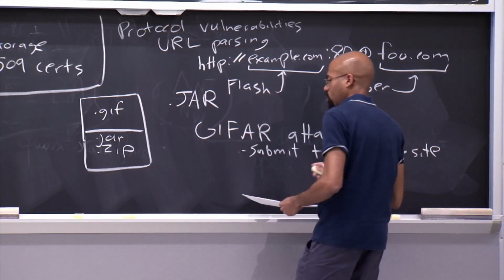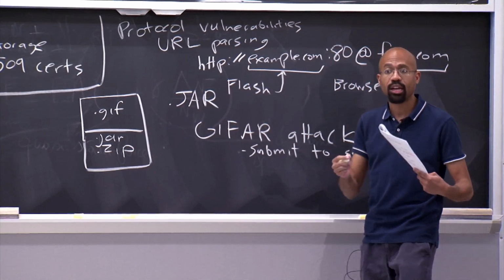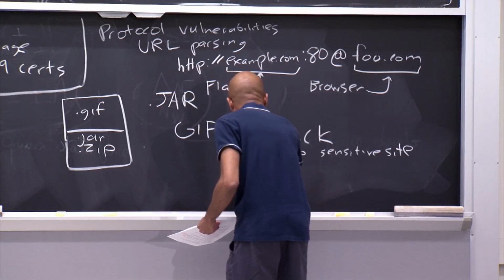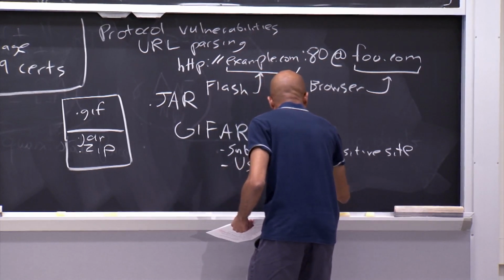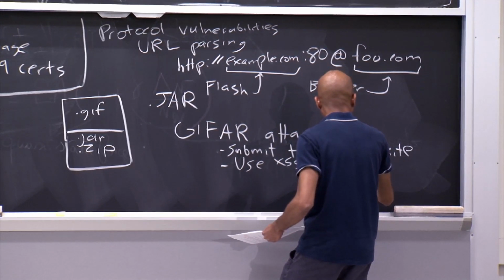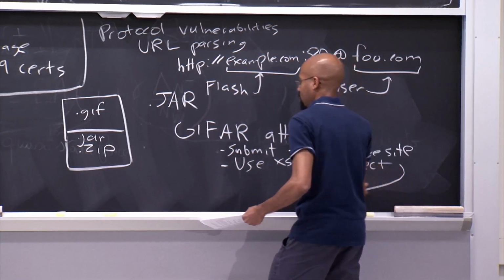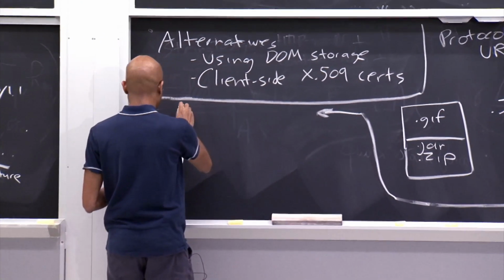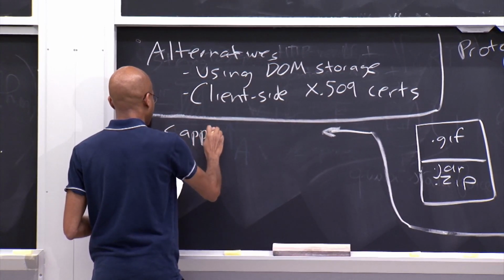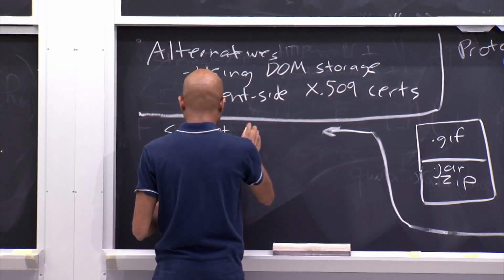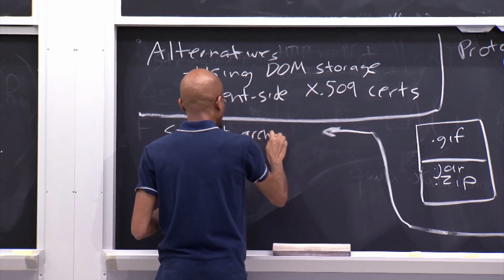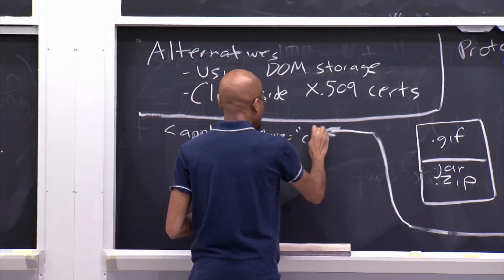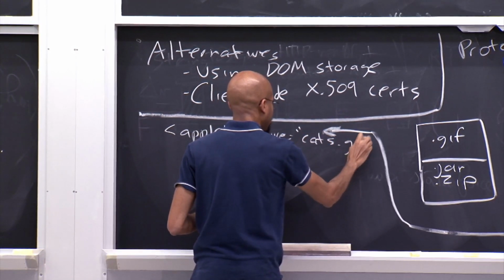And then the next thing that you can do is, if you have an XSS attack, if you have a cross-site vulnerability, then you can use cross-site scripting to inject something like this. Due to poor board management, I will draw this over here. So you can inject an applet, write JavaScript code that has as its source, you just say, cats.gif.